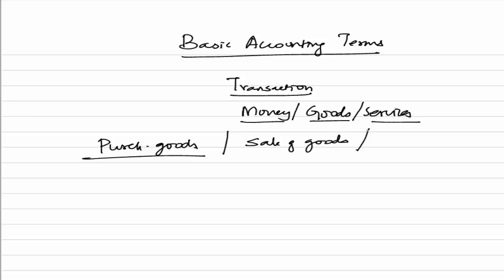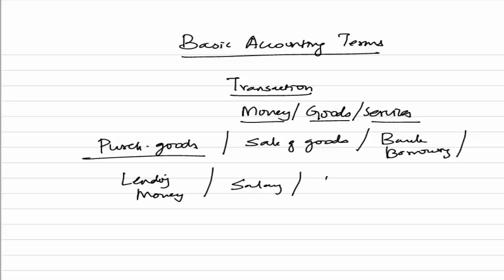And let's take one more. Say you are going to borrow from bank, so it's a bank borrowing, and this is also a transaction because money comes in, okay, and you have to in turn pay back something. And let's take one more transaction, like lending money. That is, your money has gone out, it will come back with interest. And let's say you pay salary, you pay rent, you pay commission, okay.